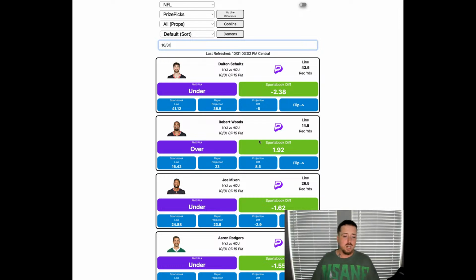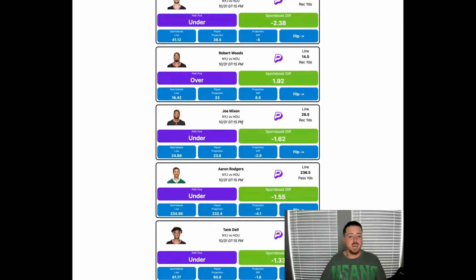Robert Woods, over 14.5 receiving yards at a 1.92 sportsbook differential. Other sportsbooks are at 16.4 for him. His player projection is 23, an 8.5 projection differential. So Robert Woods over 14.5. Joe Mixon under 26.5 receiving yards at a 1.62 sportsbook differential. Player projection of 23.6. Other sportsbooks at 24.8. Both on the under. So Joe Mixon under 26.5.